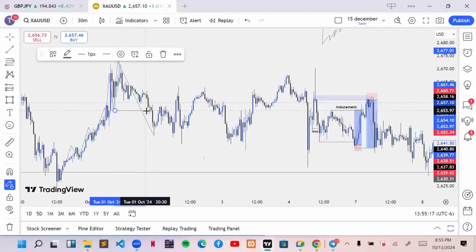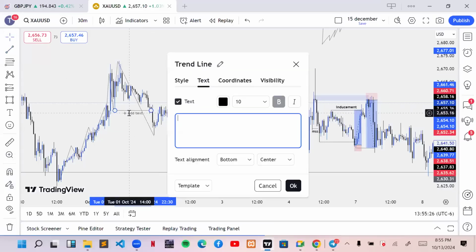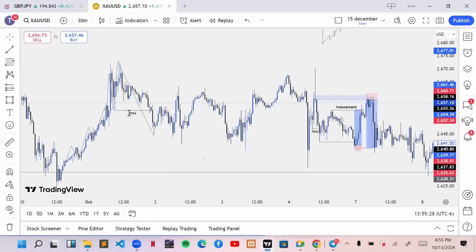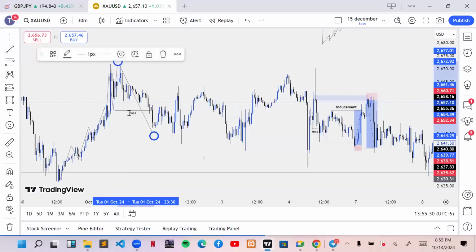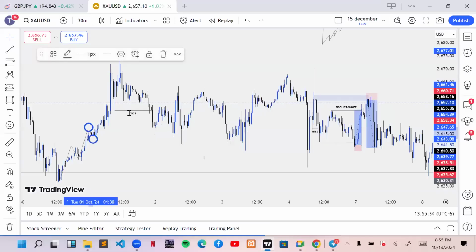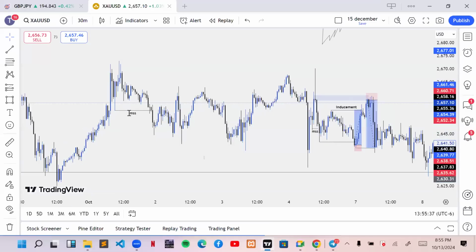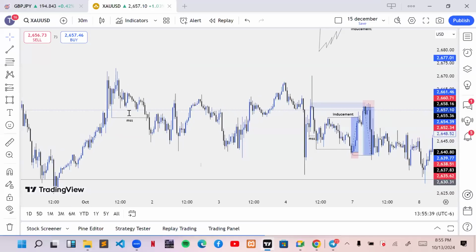Remember, I said that at a market structure shift, the market will change trend to the opposite direction. So this was previously an uptrend, and the market changed direction to the downside, meaning that we're no longer looking for buys in this setup, we're looking for sells. It was making a series of higher highs and higher lows before. It now made a lower low, changing the direction of this trend from an uptrend to a downtrend.